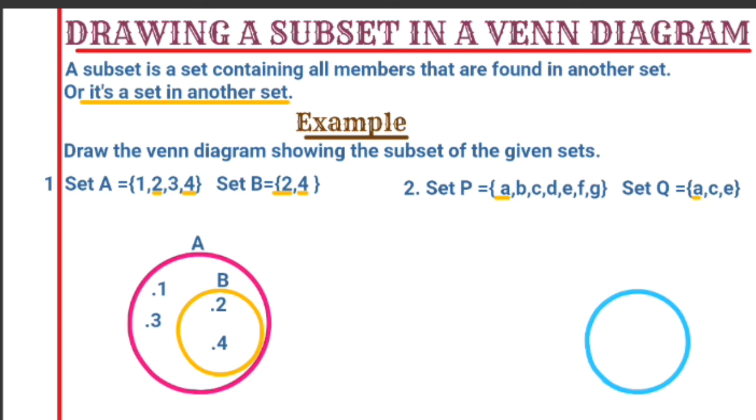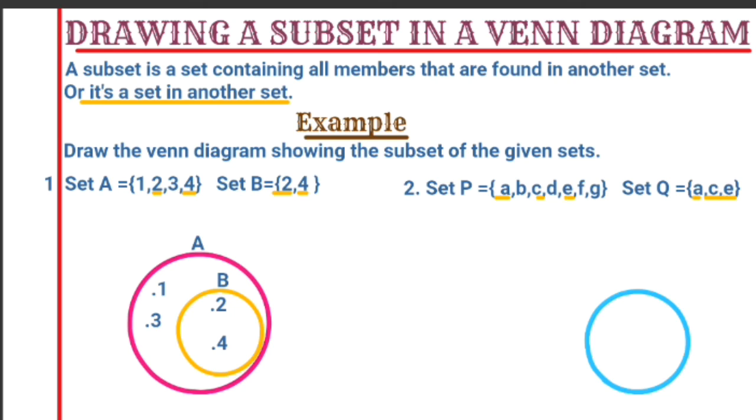Is B found in set P? Yes. In set Q? No. So we're not going to underline it. Is C found in set P? Yes. In set Q? Yes. So we're going to underline C in both sets. Is D found in set P? Yes. In set Q? No. So we are not going to underline D. Is E found in set P? Yes. In set Q? Yes. So we're going to underline E in both sets.